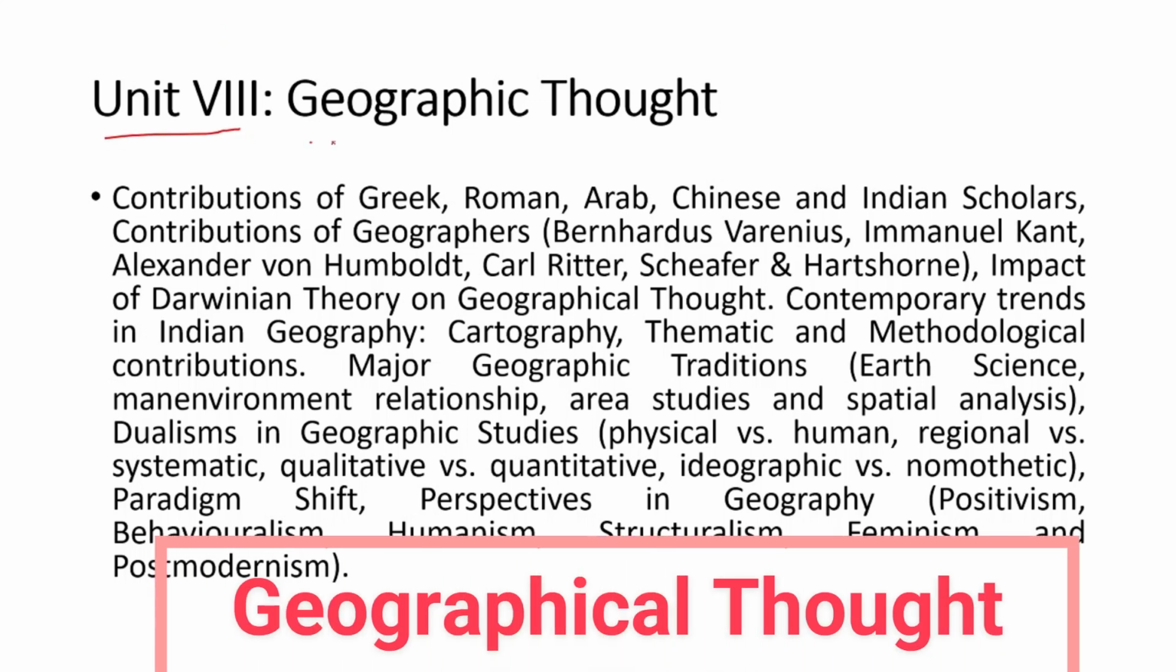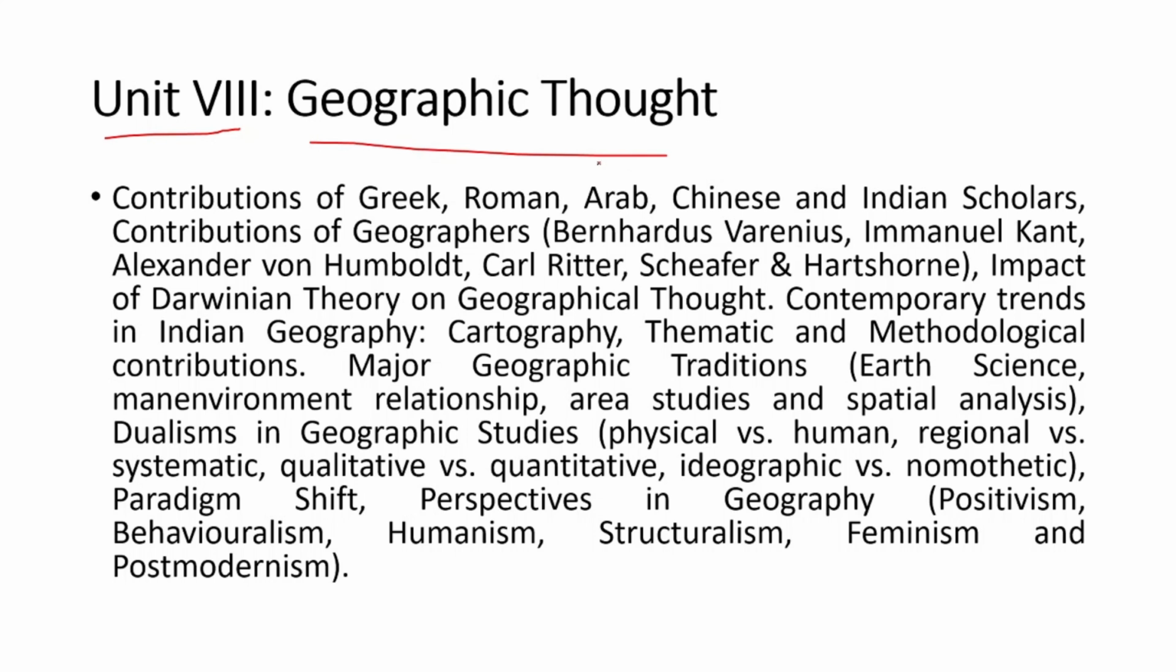Unit 8, that is geographic thought. It examines the evolution of geographical ideas and theories over time. It begins with contribution of early scholars from Greek, Roman, Arab, and Chinese, and also Indian scholars, exploring how their insights shaped the field. The unit then highlights key geographers like Bernhard Varenius, Immanuel Kant, Alexander von Humboldt, Karl Ritter, Schaefer, and Hettner, noting their influence on the development of geographical thought.